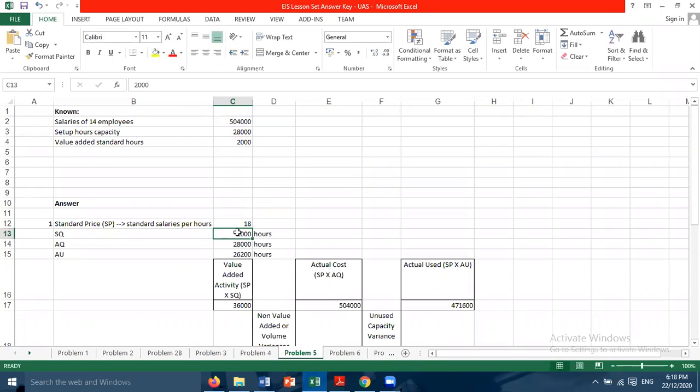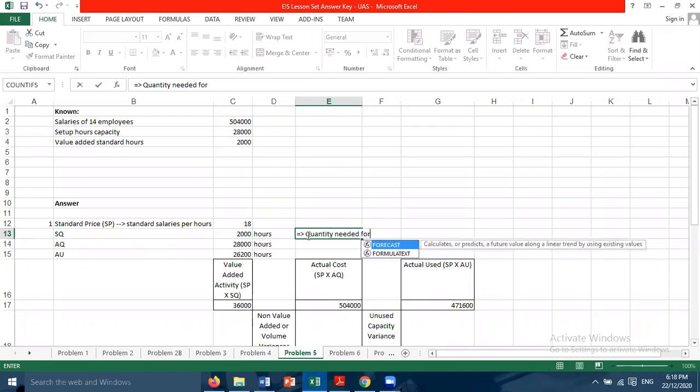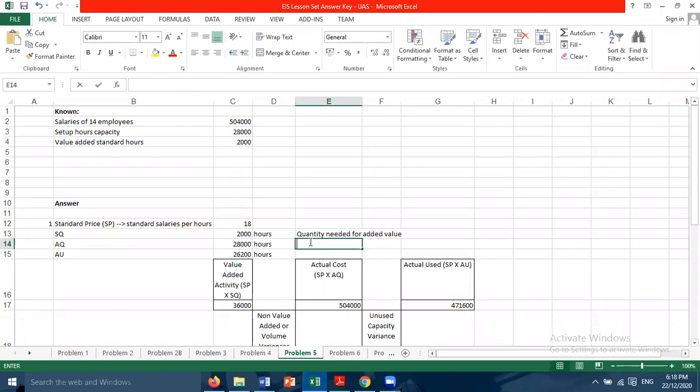And then we'll have the standard quantity, or the quantity needed for set added value. Quantity needed. Okay, here we go. Then we'll have the AQ, or the actual capacity quantity, then this actual capacity used.